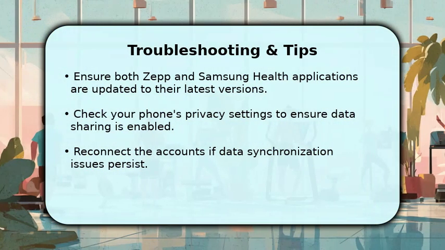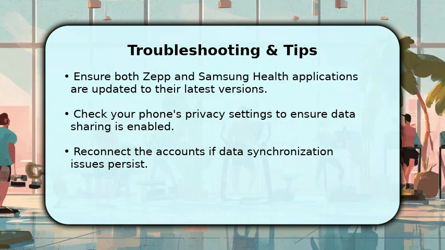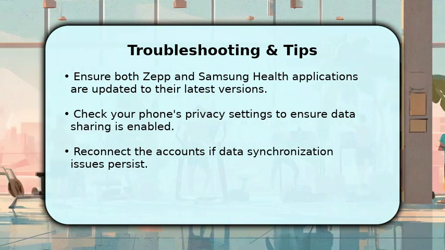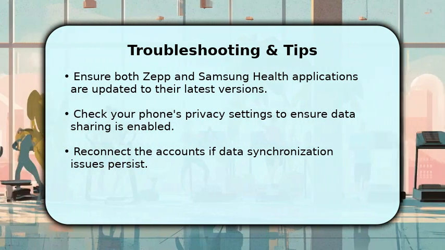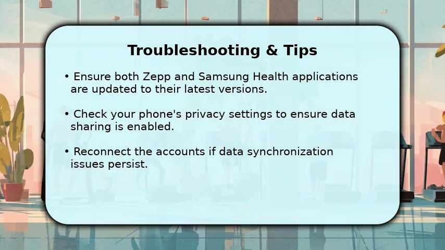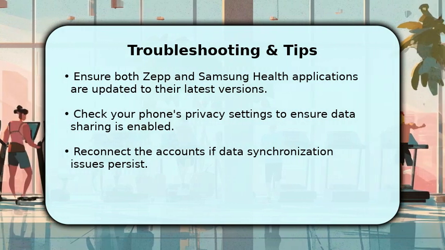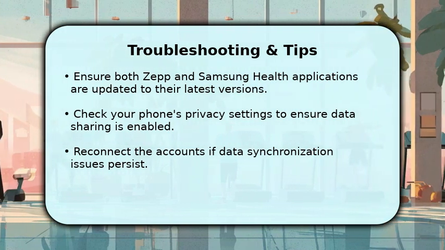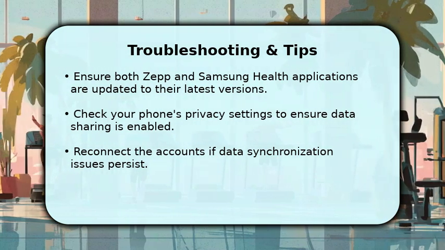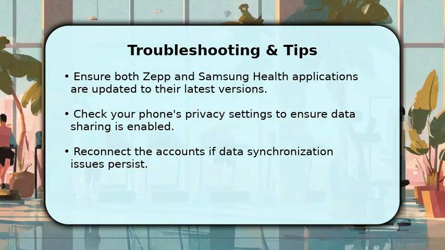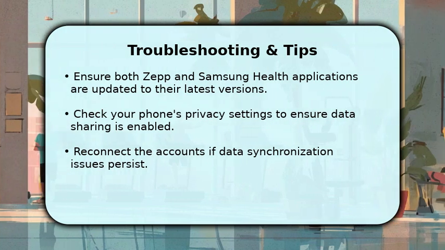If you encounter any issues, first ensure both your Zepp and Samsung Health applications are updated to their latest versions. Also, check your phone's privacy settings to confirm data sharing is enabled for both apps. If problems persist, try disconnecting and then reconnecting the accounts. These steps often resolve common synchronization challenges, keeping your health data flowing smoothly.